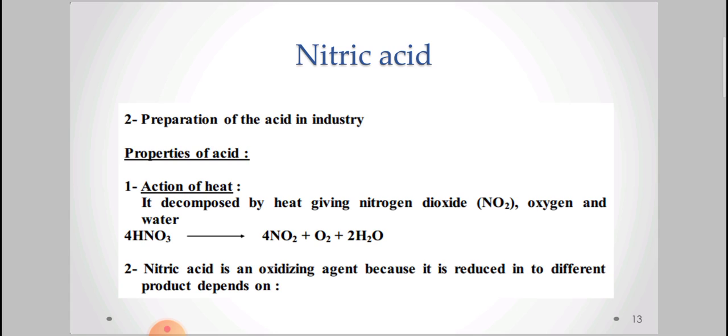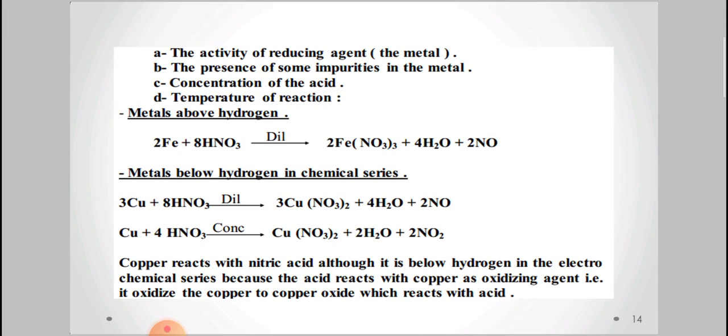Nitric acid is an oxidizing agent because it is reduced to different products depending on the activity of the reducing agent, the presence of some impurities in the metal, the concentration of the acid, and the temperature. Metals above hydrogen, such as iron, react with dilute nitric acid to give iron(III) nitrate, water, and 2NO, a colorless compound.